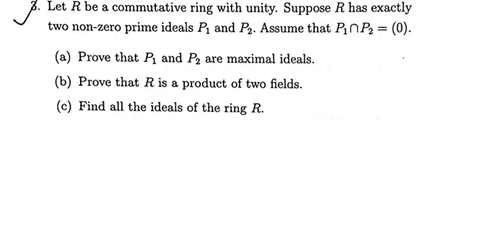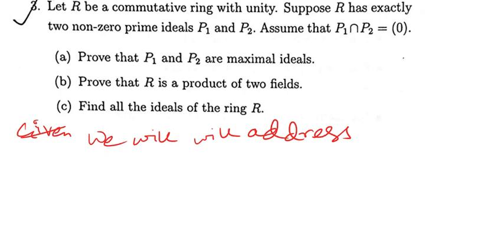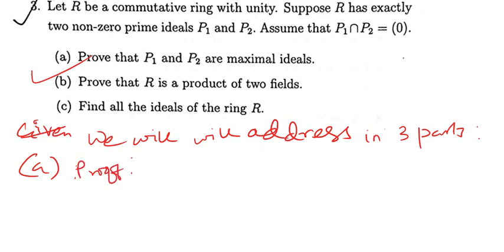So, given a commutative ring R with unity which has exactly two prime ideals P1 and P2 such that P1 intersection P2 equals 0. We will address this question in three parts. Okay, so in part A, prove P1 and P2 are maximal ideals. So how can I prove it?